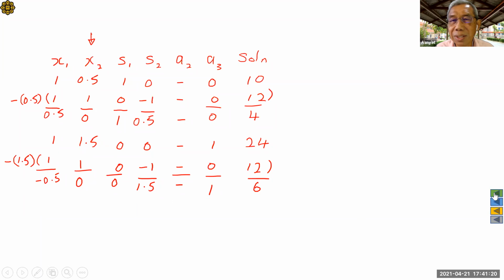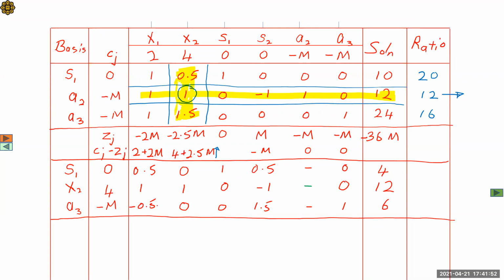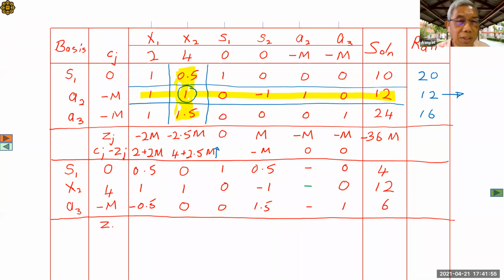Okay, let's write there in negative 0.5, right? Negative 0.5, 0, 0, 1.5, dash, 1, 6, right? Yes. Okay, now let's quickly find Zj.